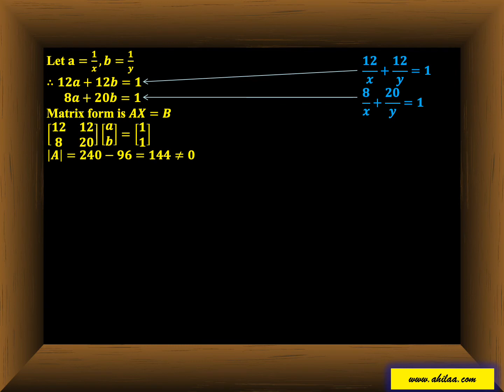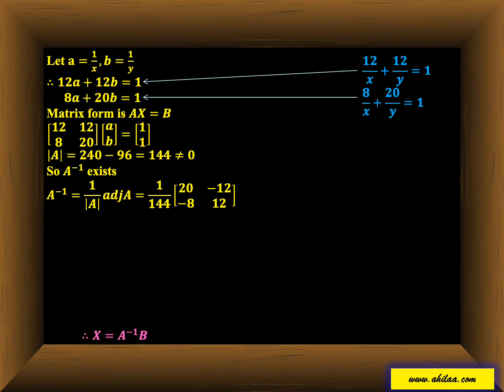So find determinant A, which is 144, which is not equal to 0. So A inverse exists. Now find A inverse equal to 1 by determinant A into adj A. 1 by determinant A is 1 by 144 into adj A. Interchange the main diagonal elements, change the signs of the other two. So you are getting 20, minus 12, minus 8, 12.